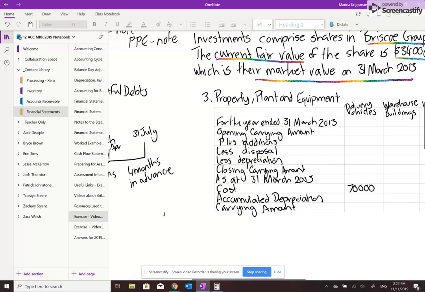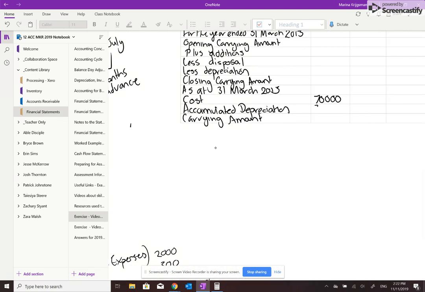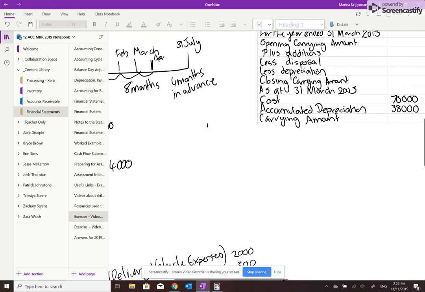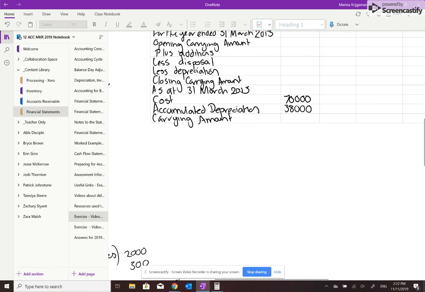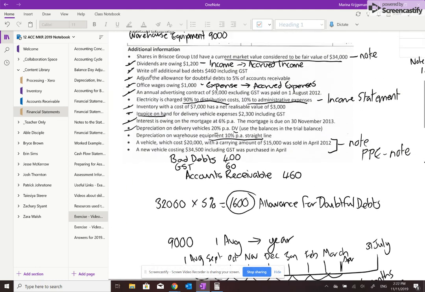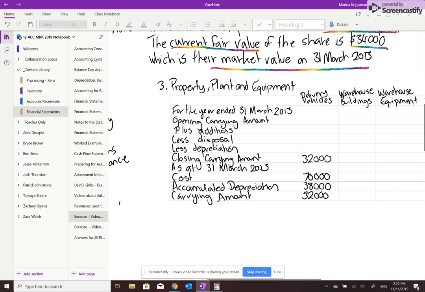We're going to get our accumulated depreciation for the period, which is 38,000, and then we're going to get our new carrying amount. So we're going to do 70,000 minus 38,000, which is 32,000. Right, now remember, these two carrying amounts, closing carrying amount and carrying amount, are exactly the same. So we're going to put 32,000 here. But now we need to bring in some of the things that happened during the year. So first of all, we've got depreciation for the year. So we had $8,000 worth of depreciation. So we're going to put that in.